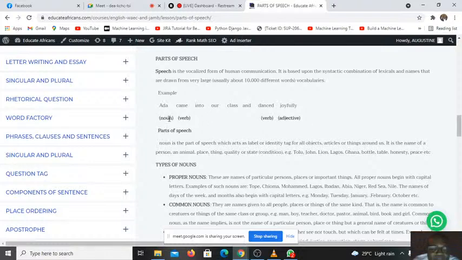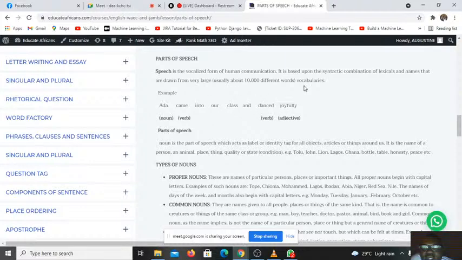Parts of speech simply means when you look at a speech or a sentence, your ability to separate or divide it into its various parts. Your ability to recognize a noun when you see one, a verb when you see one, adjective, adverb, all those things. That is what we call parts of speech. Speech is a vocalized form of human communication. This is an example of a speech: Ada came into our class and danced joyfully. So a minimal part of speech could be a simple sentence like this.